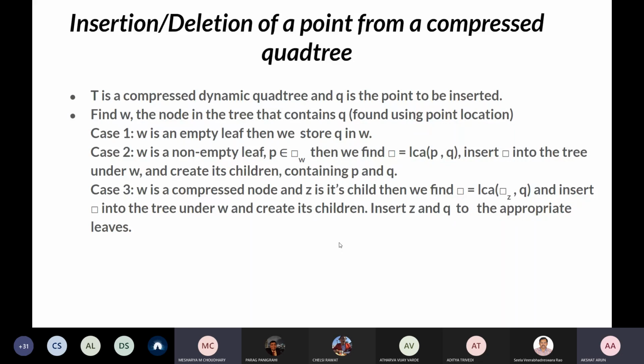and create its children, which contain P and Q respectively. The third case would be when W is a compressed node and Z is its child. We find the LCA of square Z and Q and denote it by square, and insert square into the tree under W and create its children, and insert Z and Q to the appropriate leaves. Next slide.